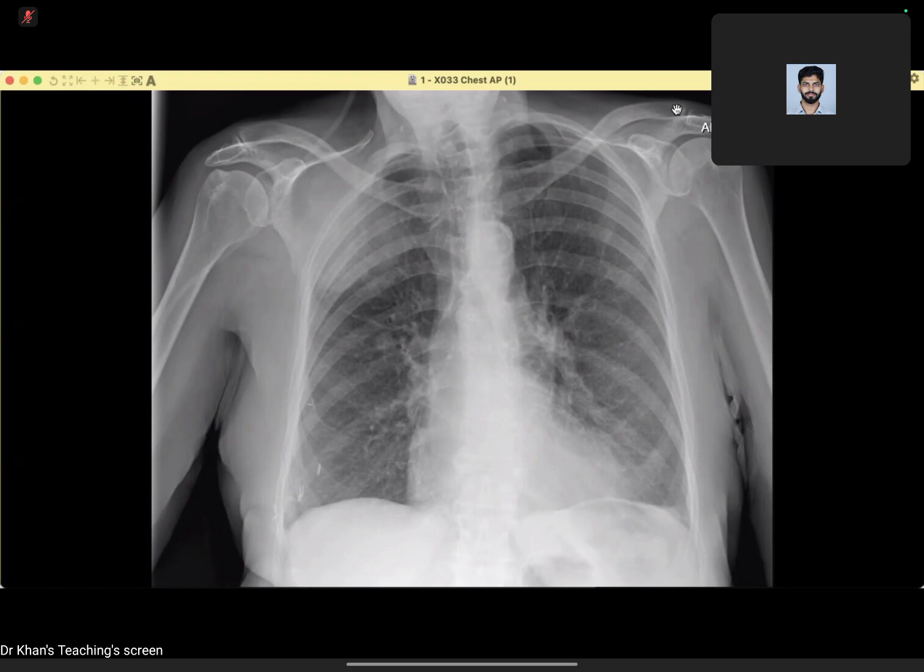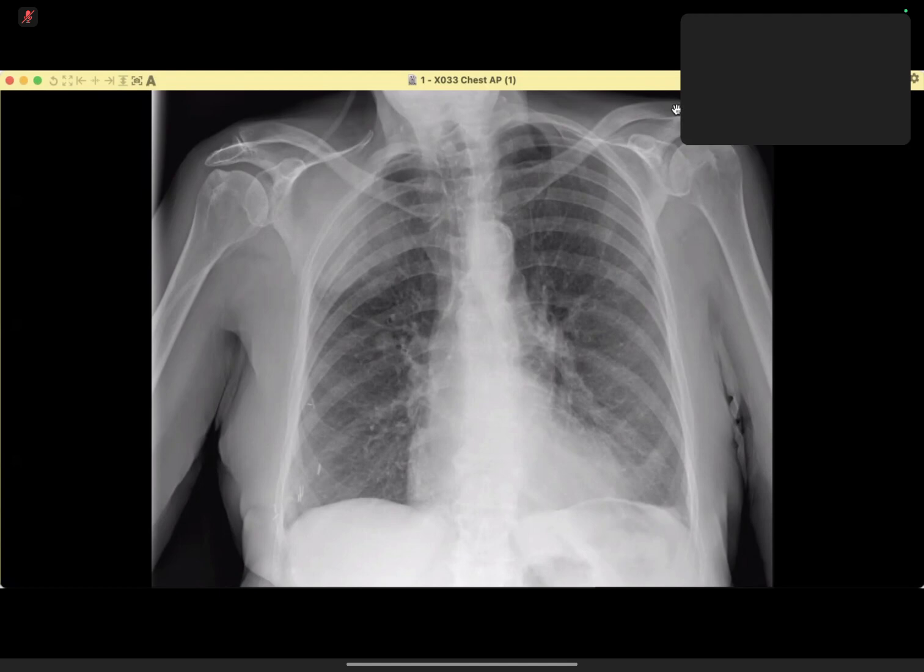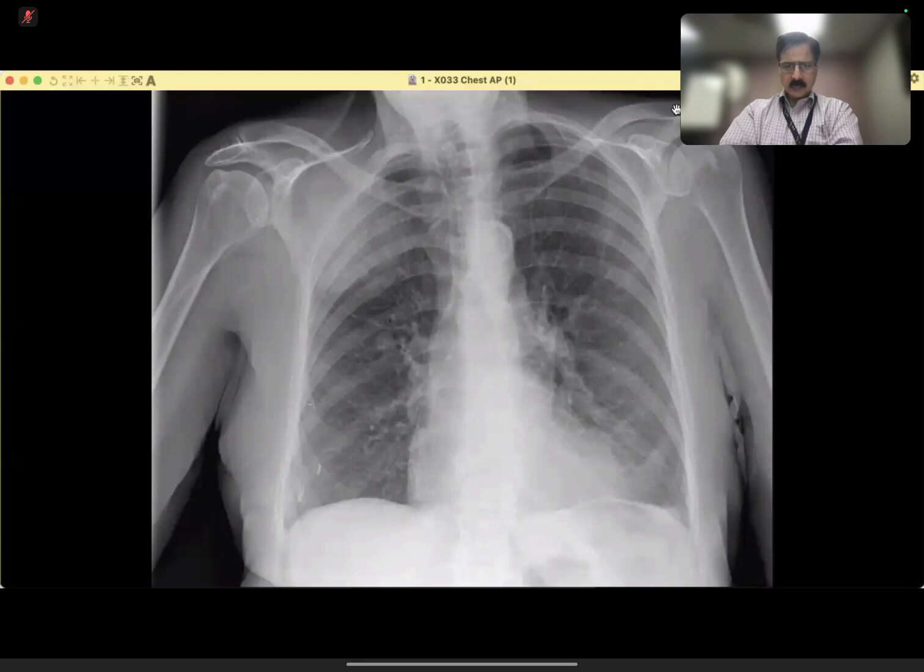So, with the provided history, it looks more like an aggressive chest wall lesion, and the other possibility could be a hematoma. I would inform this finding to the referring clinician. I will further evaluate this patient with a CT thorax. If there is an underlying malignancy, I would think of metastatic lesions.